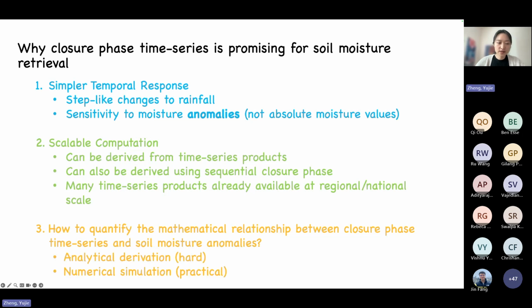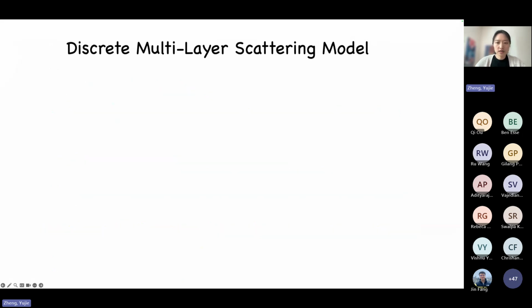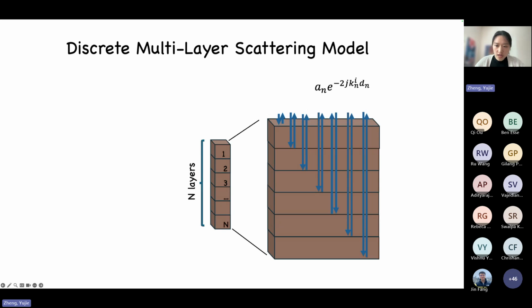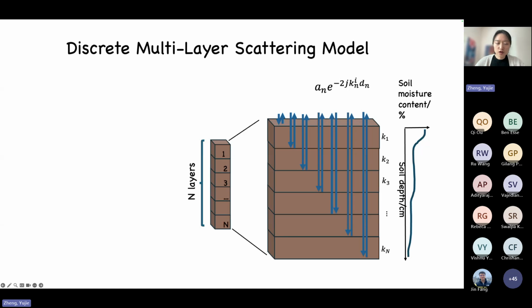We can do this the hard way, which would be to try to derive it analytically. That becomes intractable very fast. We can also do it using numerical simulation, which is my preferred method, because numerical simulation is not only more practical, but oftentimes it's very informative as well. So next I'll introduce a discrete multi-layer scattering model. What we do is approximate the soil as a finite number of discrete scattering layers at different depths. Each of these layers will contribute a complex return with some amplitude and some phase. And soil moisture enters the model through the dielectric constant, which determines the effective wave number, so that the total radar return is then the coherent sum of all these contributions.